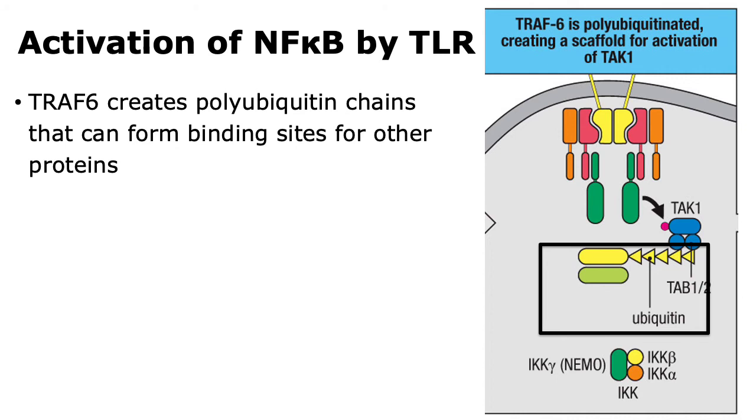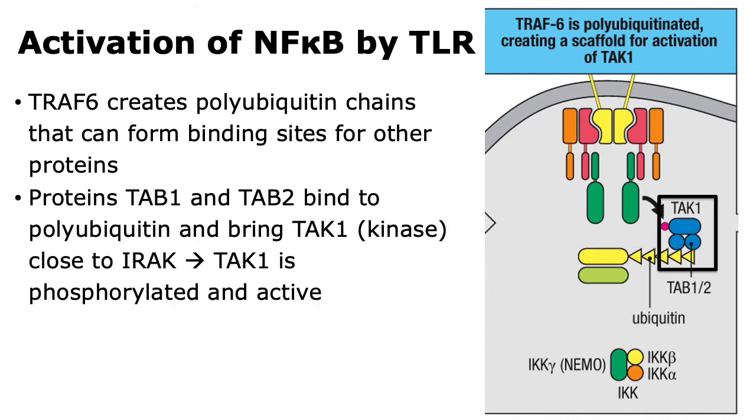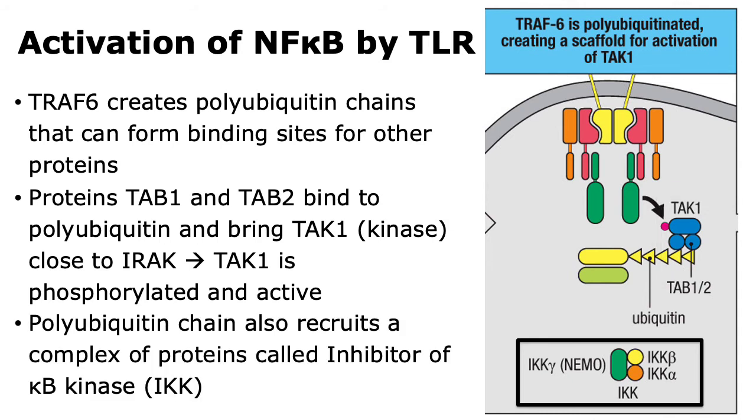Now, in the TLR signaling cascade, proteins like TAB1 and TAB2 are able to bind to these polyubiquitin chains and bring another kinase called TAK1 close to the IRAKs. This causes TAK1 to be phosphorylated by the IRAKs and activates TAK1. Now, what TAK1 does is that it's able to phosphorylate other proteins, and another complex of proteins called the inhibitor of kappa B kinase get recruited to the polyubiquitin chain so that now they are closer to TAK1.